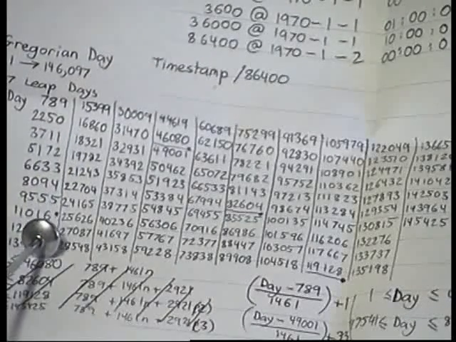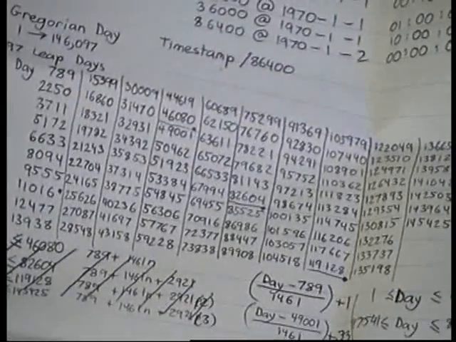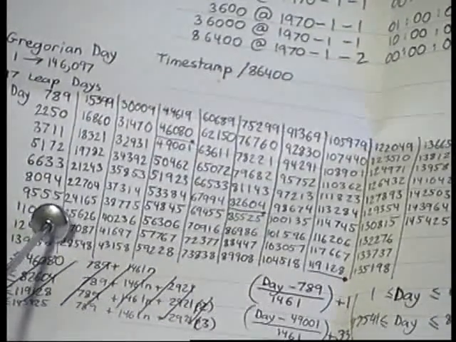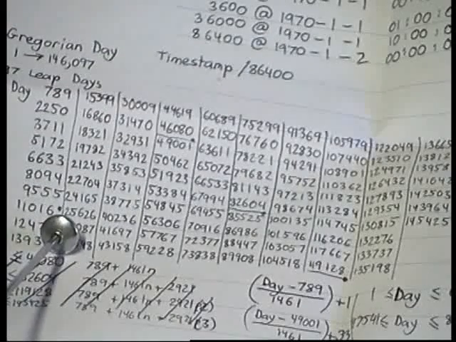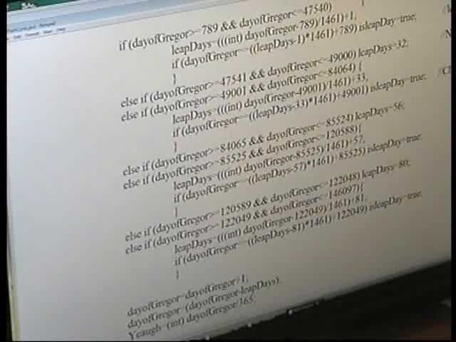The first leap day occurs on the day 789, counting the 1st of the 1st 1970 as day 0, and every 1,461 days afterwards until day 47,540. A mathematical statement can be formulated to give the number of leap days until this period. Other sets of leap years within the cycle are calculated in similar ways.